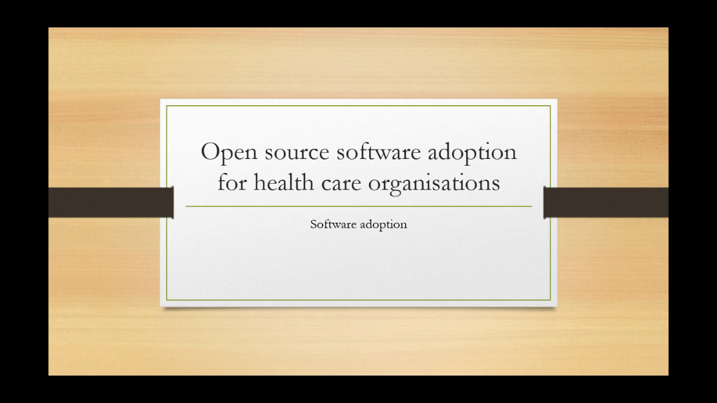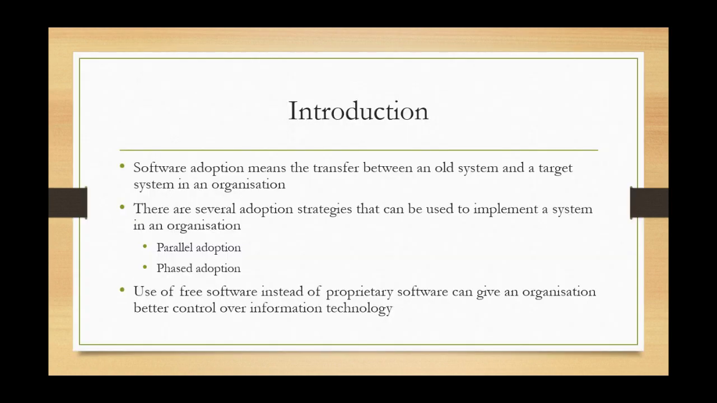There are several adoption strategies that can be used to implement a system in an organization. We have adoption strategies like parallel adoption, phased adoption, etc.